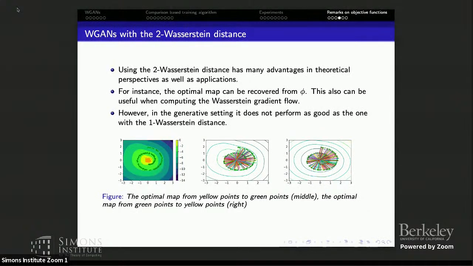Another point is that WGANs with the two-Wasserstein distance have many advantages from a theoretical perspective as well as in applications. However, there are not many works in this respect. If we can use the two-Wasserstein distance, then maybe we can compute the optimal map. We may also use this as a tool to compare with the Wasserstein gradient flow. This is another direction I'm interested in.